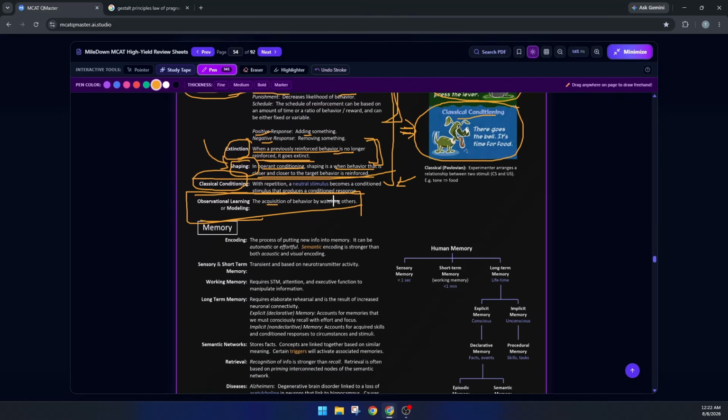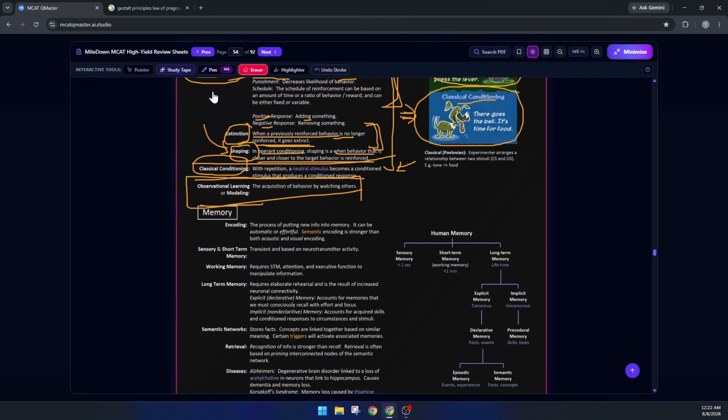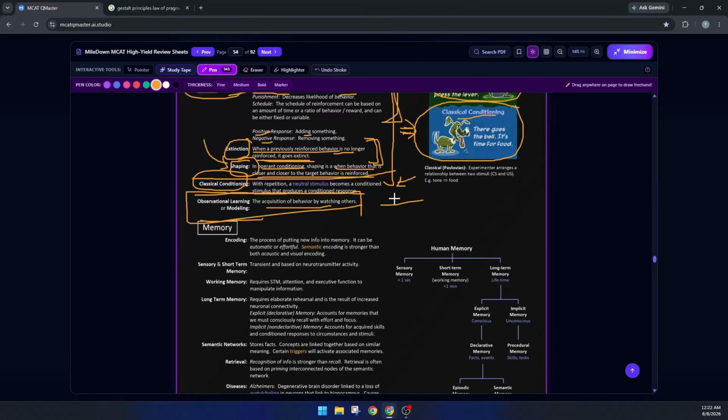Observational learning or modeling just means acquisition by watching others. So you're just learning by watching others. This one, you don't need a video for. This is obvious to understand, okay?